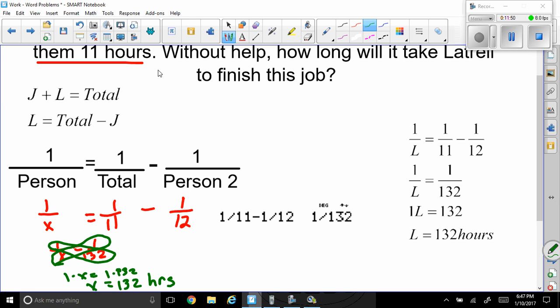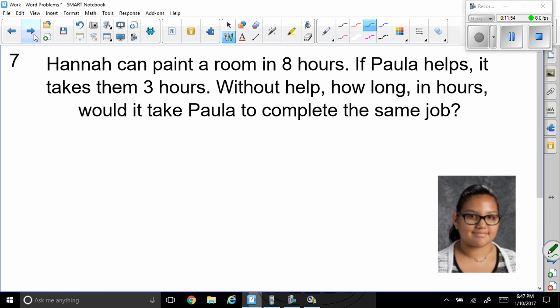So check out what we did in using the second formula. So sometimes you have to use the second formula. Okay, here's one about without help. So poor Paula is going to complete the job herself.